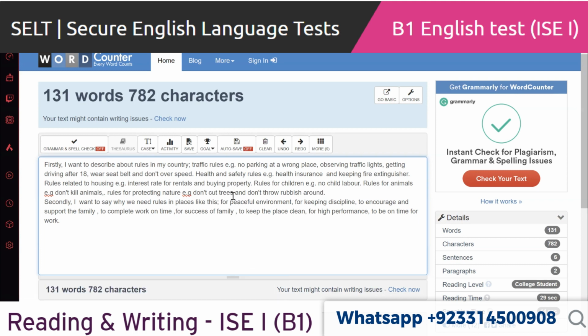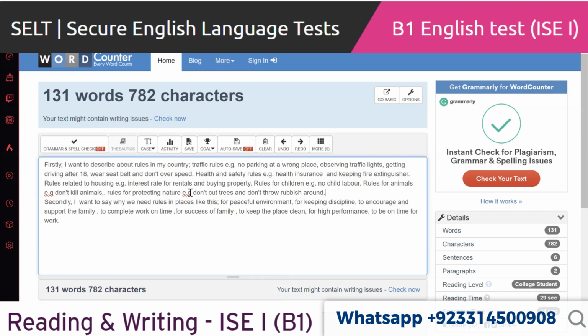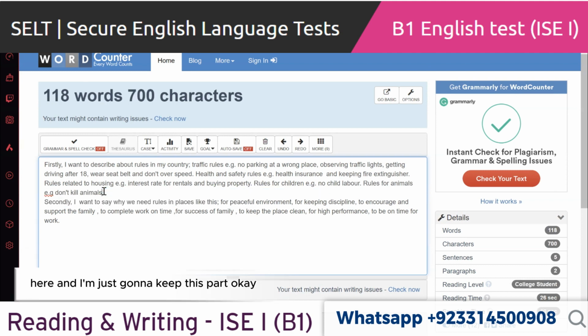Okay, you have to cut something in here. I'm going to cut this last part, all of it. I'm going to cross all of this here, and I'm just going to keep this part. They have said to describe some rules at work, right?